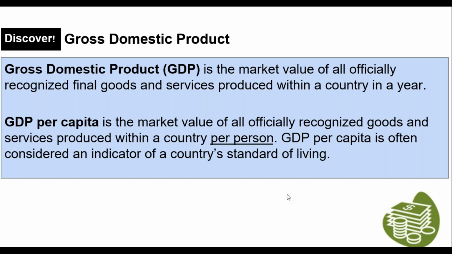Now, the GDP per capita is the market value of those goods, and it's per person within those countries. So here's what basically somebody would have, their GDP per person, and we're going to divide that. Now, GDP per capita is considered an indicator of a country's standard of living.